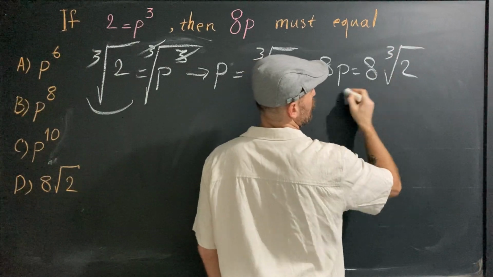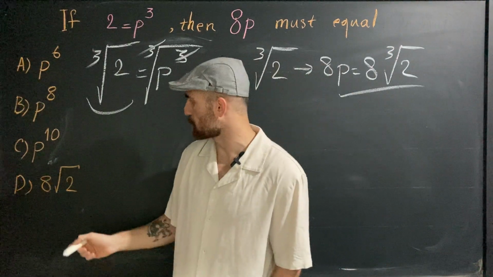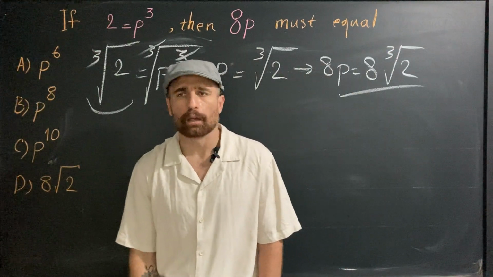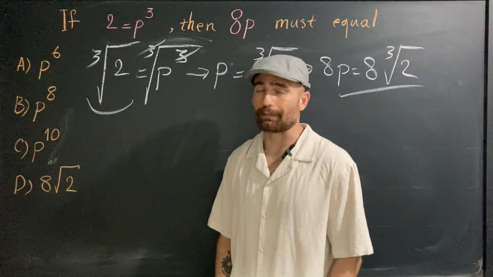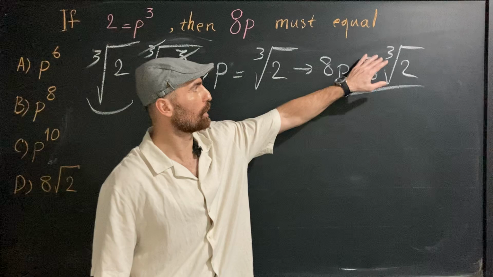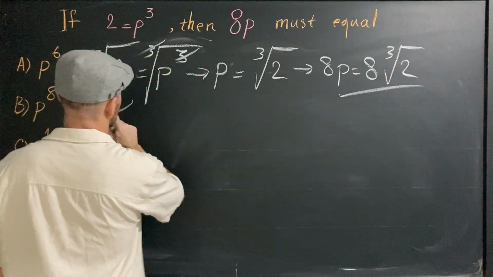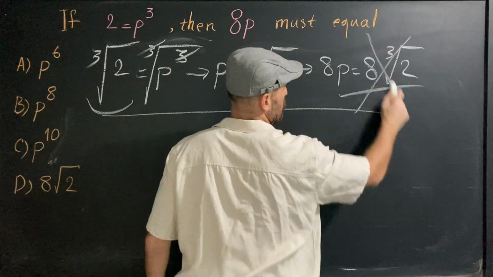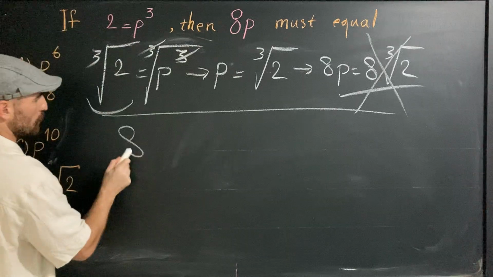root of 2. Let's see what is the correct answer. Option D. But wait, can it be the correct answer? Absolutely not. Why? This is a square root, and here we have a cube root. So what should we do to find the correct answer? This is not correct. 8p.